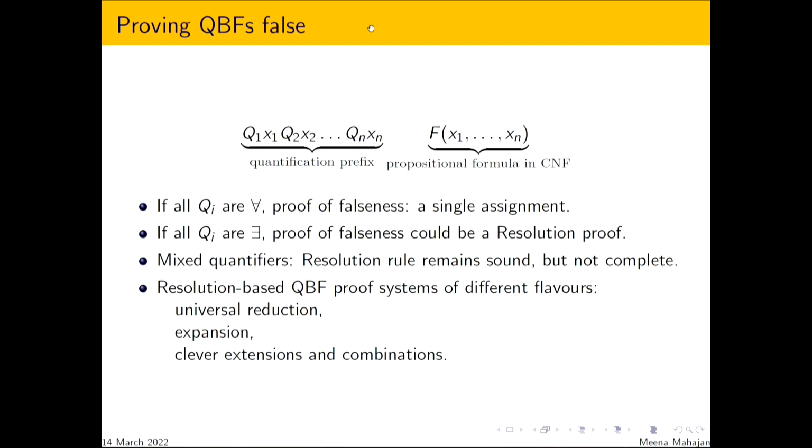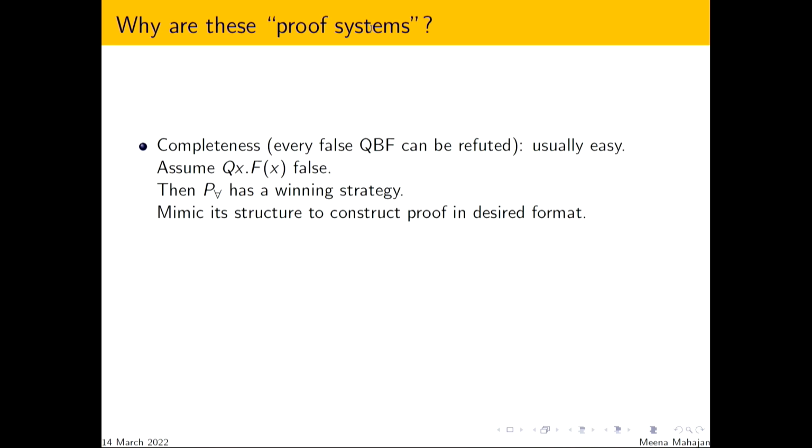The question one would ask is, why are these good proof formats? Why are these proof systems? To show that they are proof systems, you would need to show that they are complete, which means that for every false QBF, there is indeed a proof in that format that it is false. If you cannot refute the formula in that format, then the format is somehow weak. It is not able to do everything. But usually this is easy.